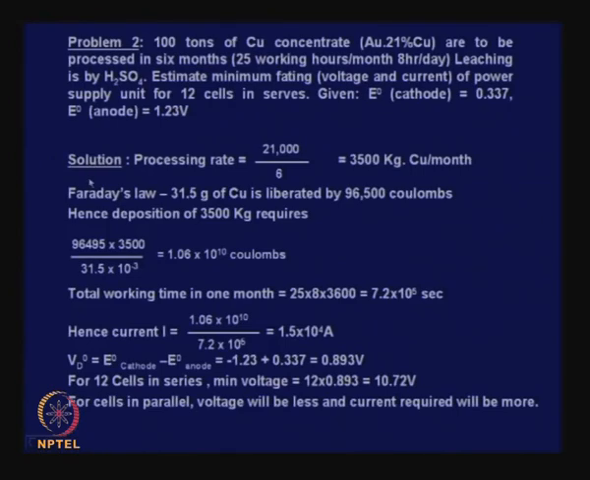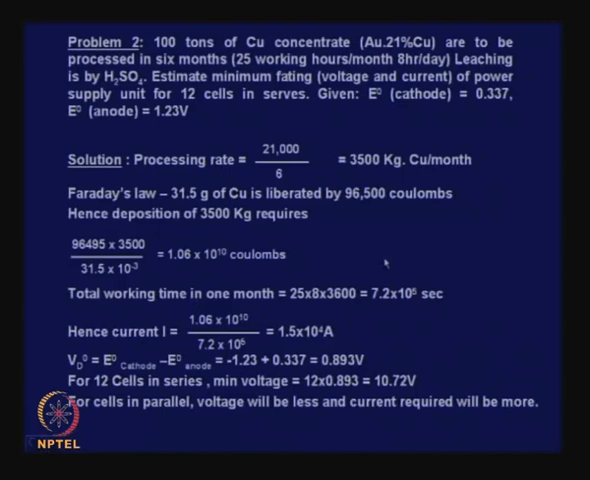Now, the solution will be, first we find out the processing rate. The processing rate will be 3500 kilogram of copper per month. Then according to Faraday's law, 96500 coulombs will produce 31.5 gram of copper, that is 1 equivalent weight. Hence, we calculate how much current will be required for deposition of this.